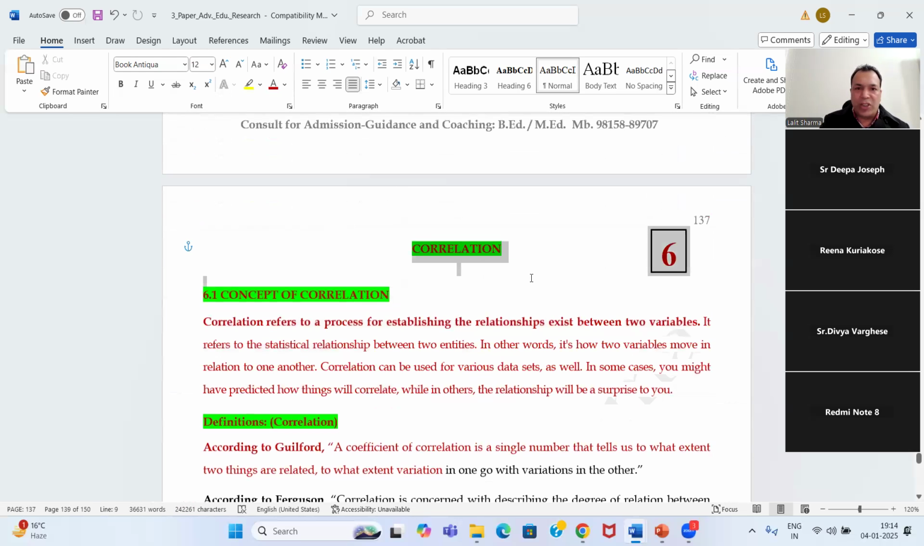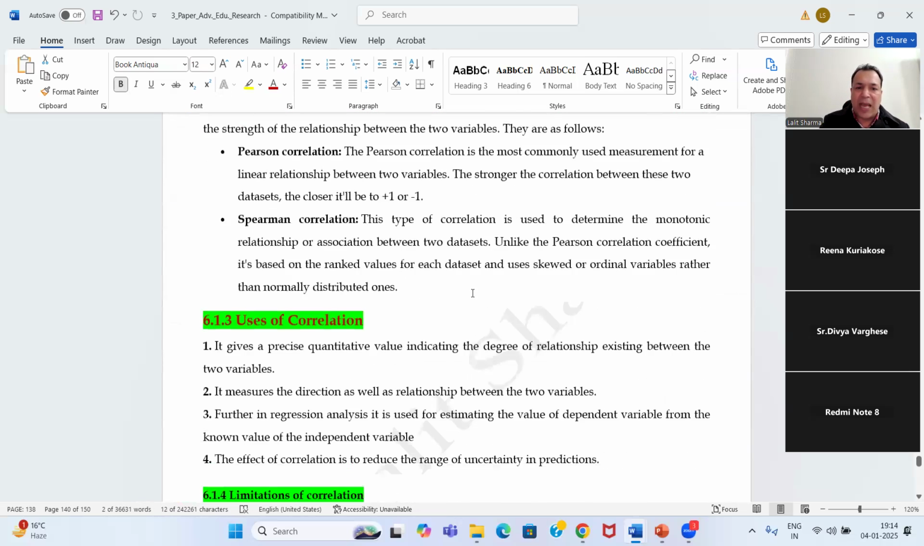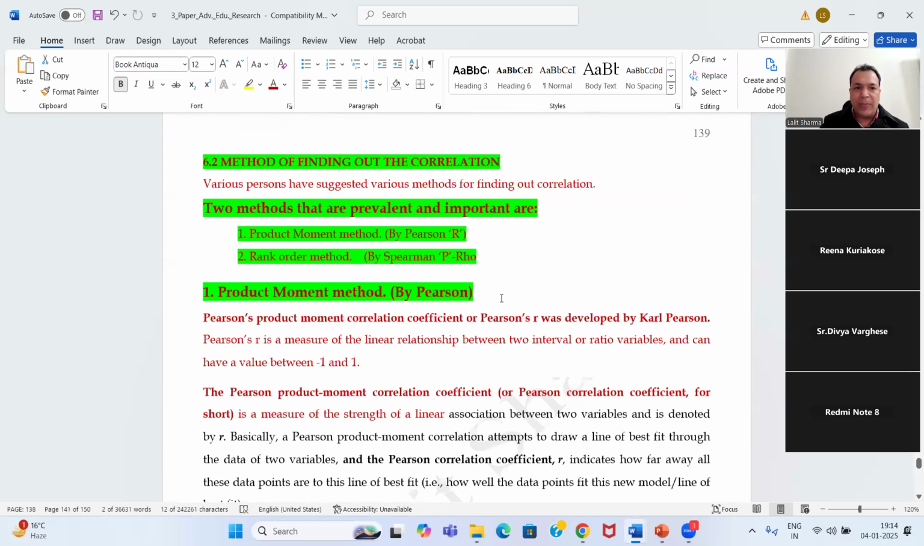Then the sixth chapter is the correlations. Correlations we are done. Concept we are done. Degree, positive, negative, types, uses, limitations, we are done. Okay, there are two methods of the correlations. Product movement Pearson, rank order method Spearman.